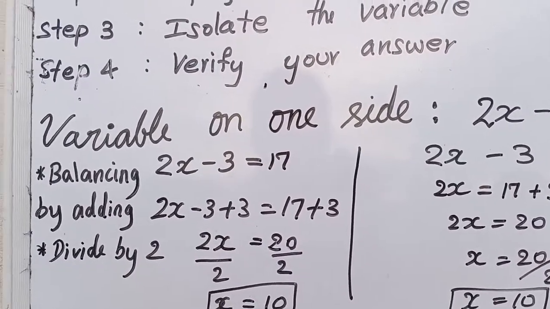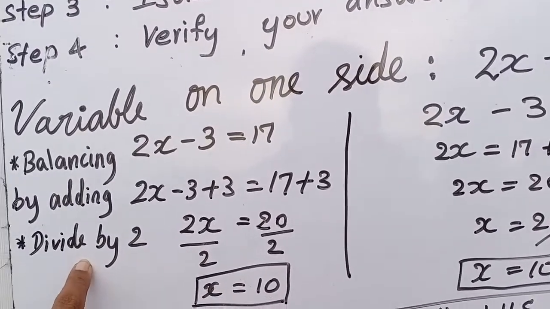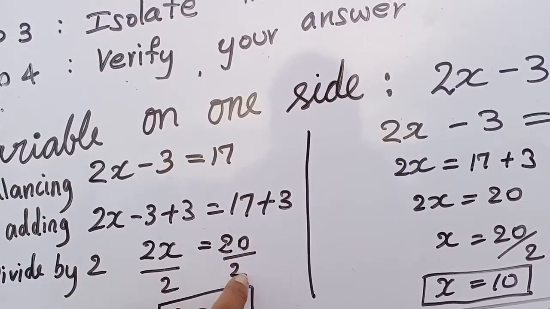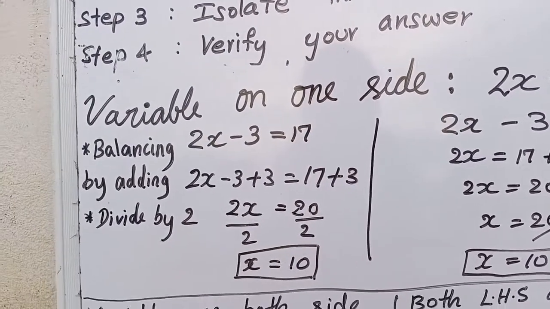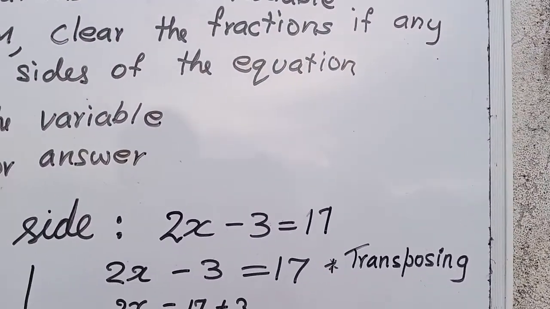Now what shall I do? I have to remove this 2 also. For that I have to divide by 2. If I divide by 2, only x will be left out. 20 divided by 2 will give x is equal to 10. In the same way, the transposing method.